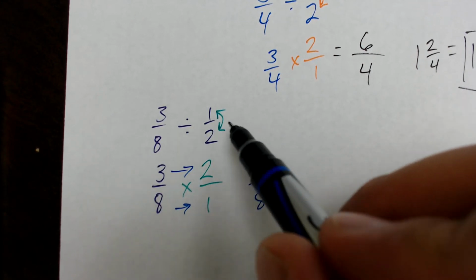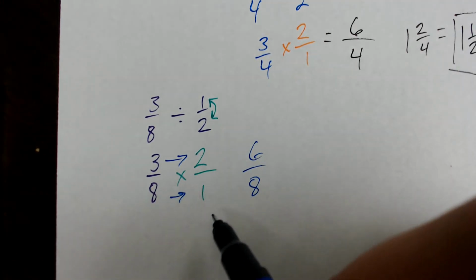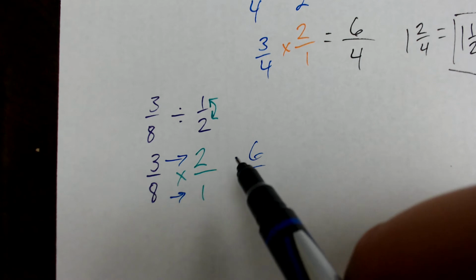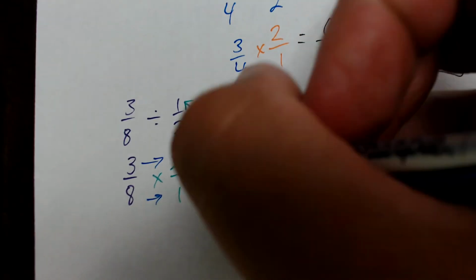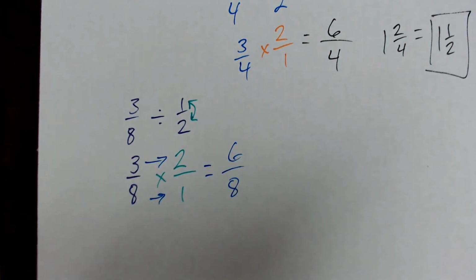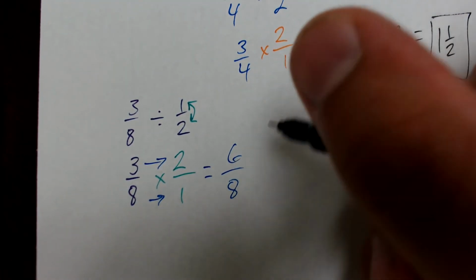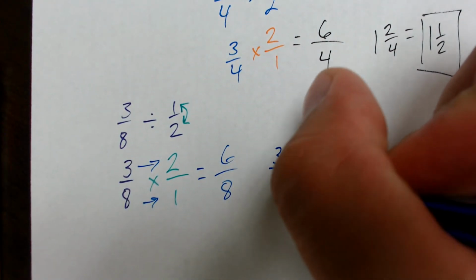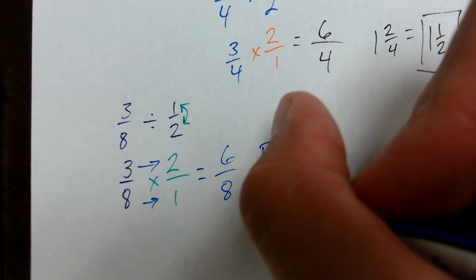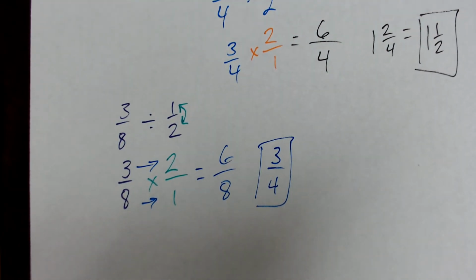Okay, so I believe you guys saw the top half. I took 1/2, I inverted it, 2/1. And then I'm taking 3 times 2, which gives me 6, and 8 times 1, which gives me 8. 6/8. Horrible video. Okay, I'm not done though with 6/8. I still have to reduce this. 6 divided by 2 gives me 3, and 8 divided by 2 gives me 4. So my final answer is 3/4.